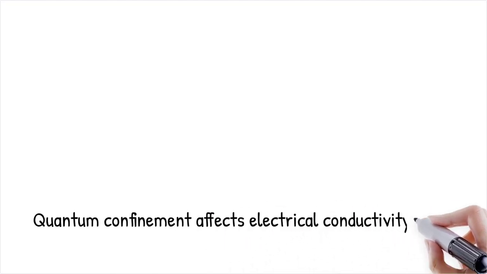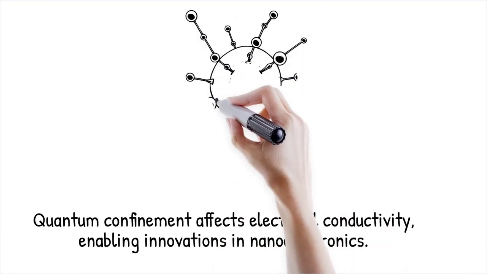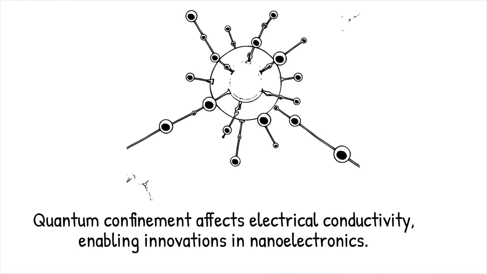Quantum confinement can significantly affect the electrical conductivity of semiconductor nanoparticles by altering electron mobility and energy distribution. The discrete energy levels restrict electron flow, which can enhance or reduce conductivity based on the material's size. This effect is exploited in semiconductor applications to create devices with improved performance and lower power consumption. It forms the basis for innovations in nanoelectronics and quantum computing.